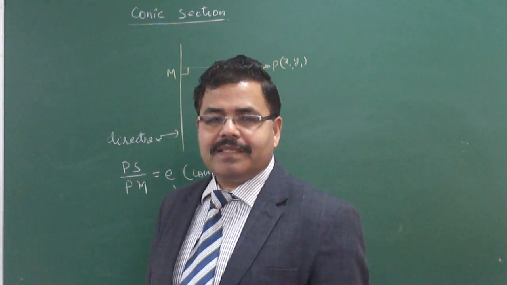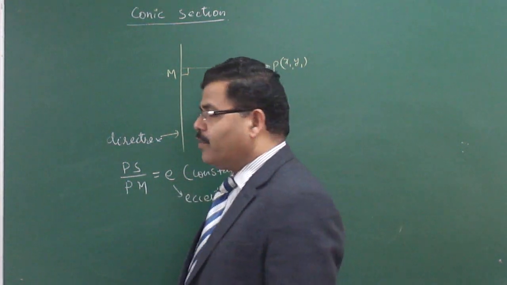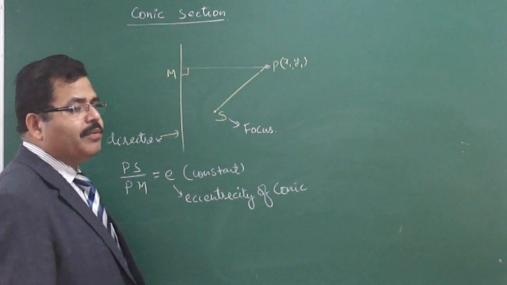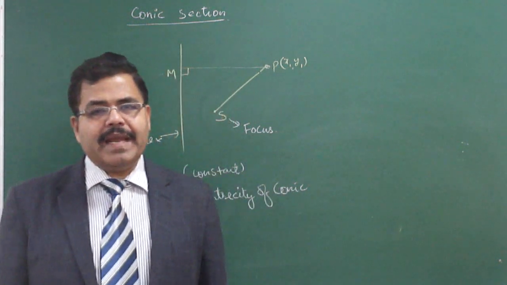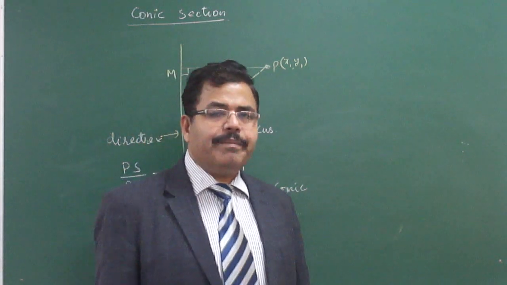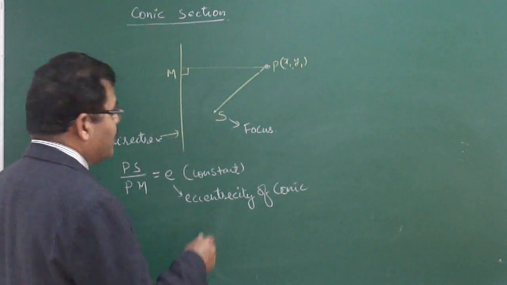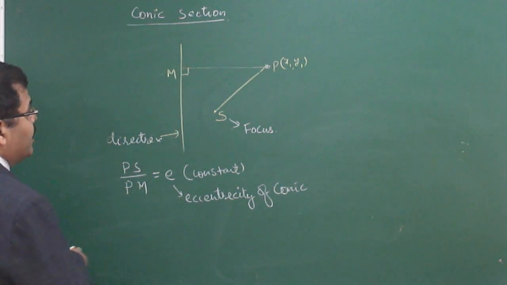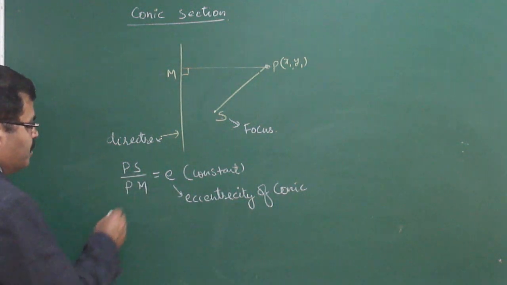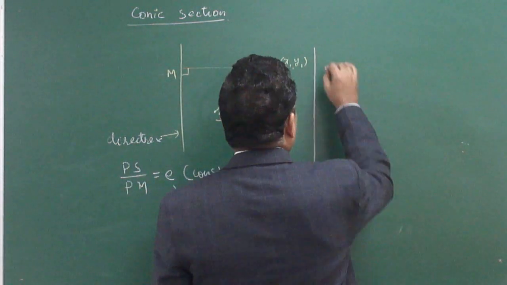In the beginning of this class, I wrote that for a circle, E is equal to 0. The ratio is 0, which means this directrix is not defined. That is why most mathematicians treated the circle as a different part from the conic, and in conics they discuss only parabola, ellipse and hyperbola. So we will discuss all of these. The circle has already been discussed. E is the eccentricity of the conic, and depending upon the value of E, we can define what the conic will be.